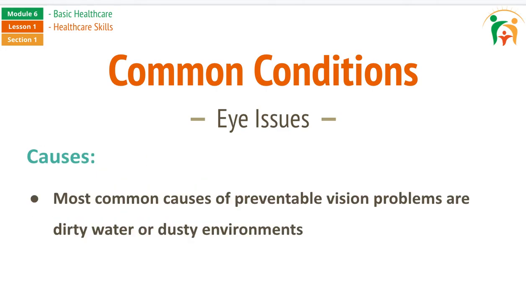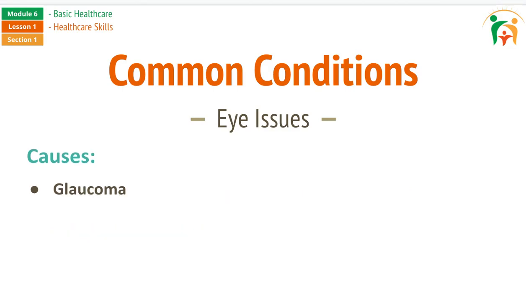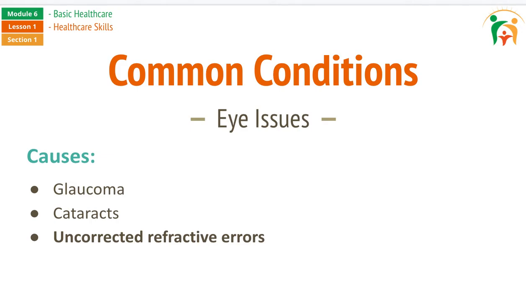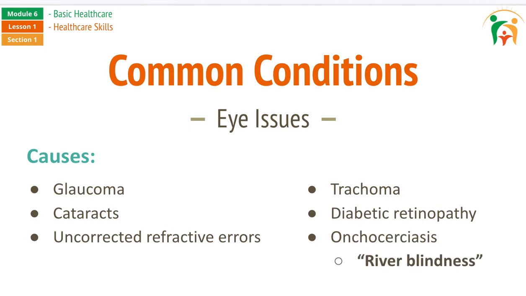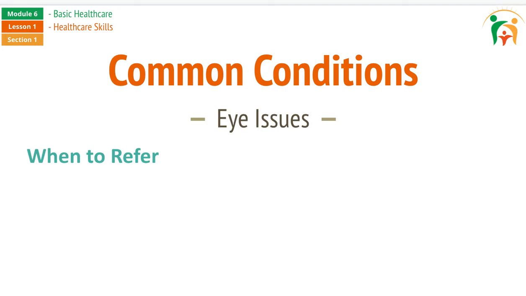Causes of eye issues. Most common causes of preventable vision problems are dirty water or dusty environments, glaucoma, cataracts, uncorrected refractive errors, trachoma, diabetic retinopathy, onchocerciasis, river blindness. When to refer eye issues?